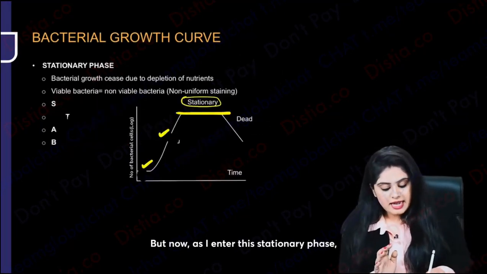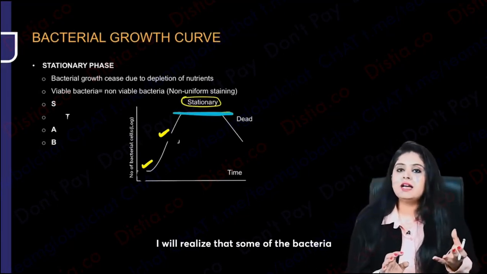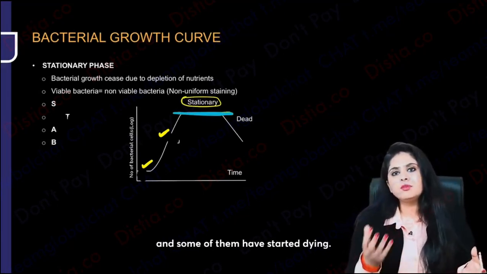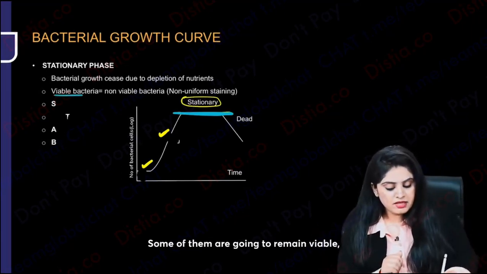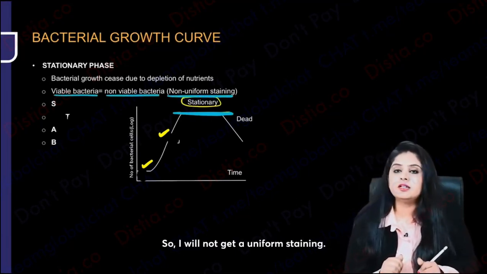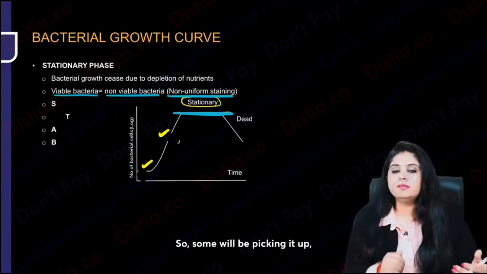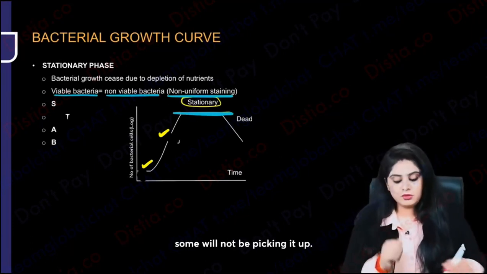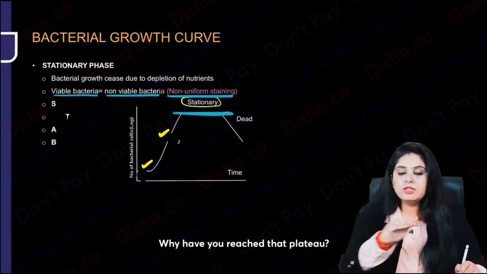But now as I enter this stationary phase, I will realize that some of the bacteria have basically remained viable and some of them have started dying. That is why that plateau has come. Some of them are going to remain viable, some of them are not going to be viable. So I will not get a uniform staining. Now all of them are not alive, all of them are not going to pick up the gram stain, so some will be picking it up, some will not be picking it up. So now my staining becomes non-uniform. So why has that happened? Why have you reached that plateau?